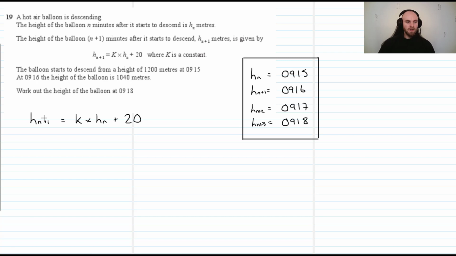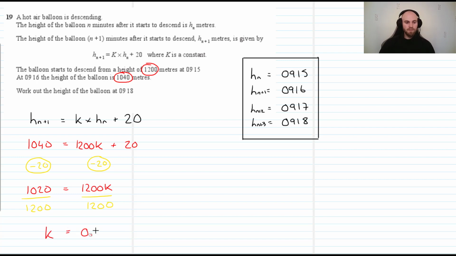So what is the value of hn plus 1, or at the time 9:16? That is going to be 1,040. So I'm going to put that in there. We don't know k yet, but we do know what hn is, because hn is 9:15, and at 9:15 that is at a height of 1,200. So we're going to subtract 20 from both sides, and then divide both sides by 1,200. And now we have the constant, and we can use that throughout the rest of this question.